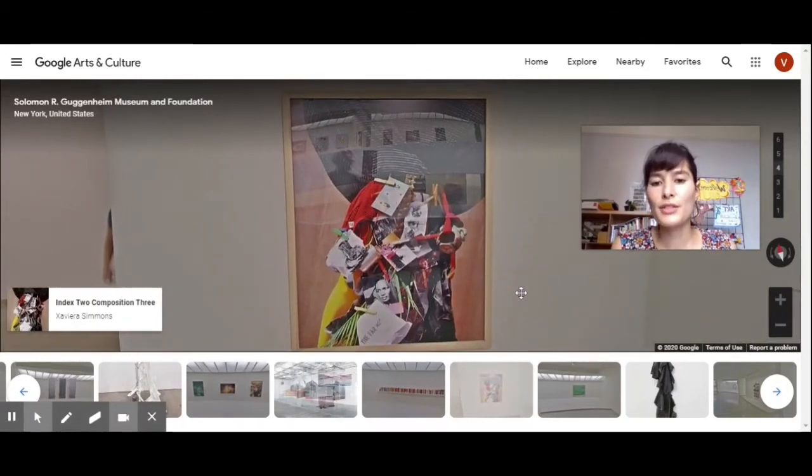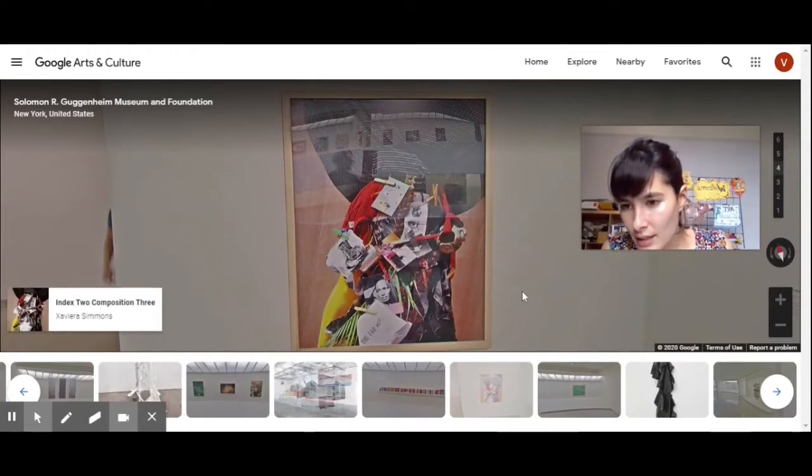Index 2, Composition 3. Xaviera Simmons is the artist.